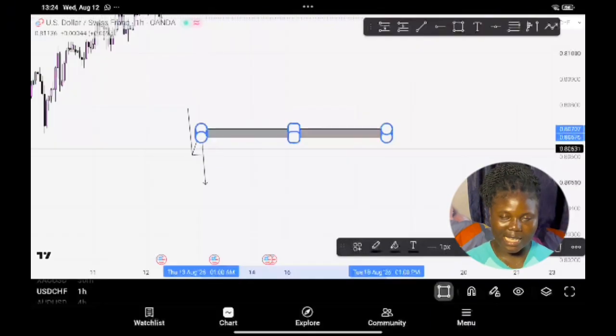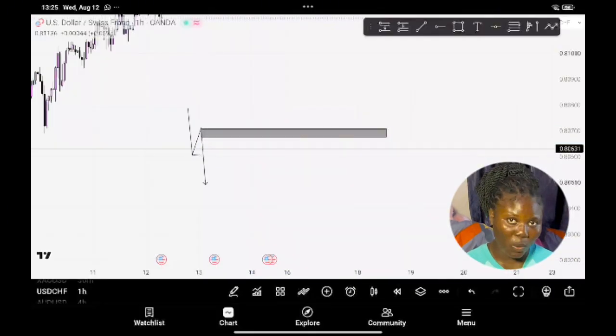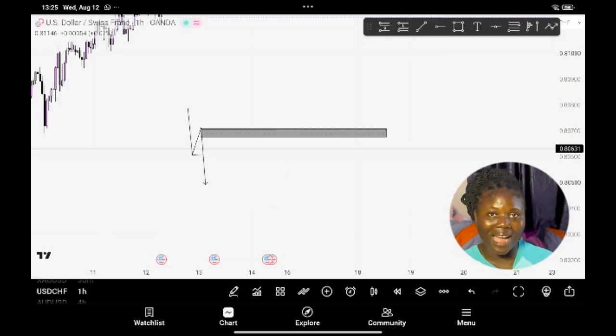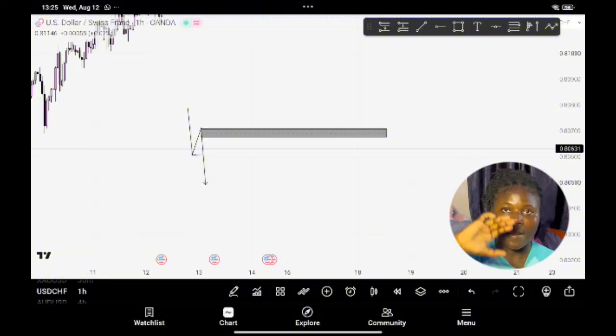Okay, so this particular one is for a sell. For a sell order block, the last green candle before an impulsive move to the downside is your order block for a sell. I will repeat myself. The last green candle before an impulsive move to the downside is your order block for a sell. But for a buy, the last red candle before an impulsive move to the upside is your order block for a buy.